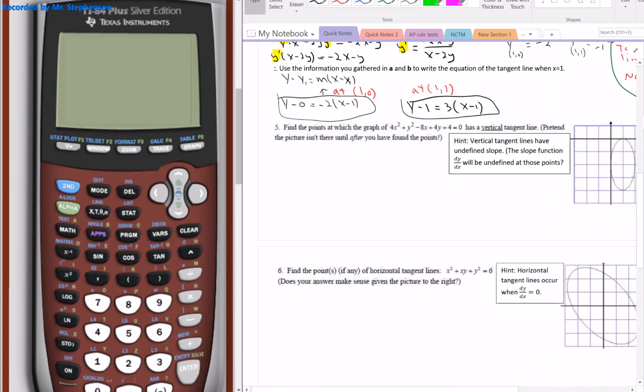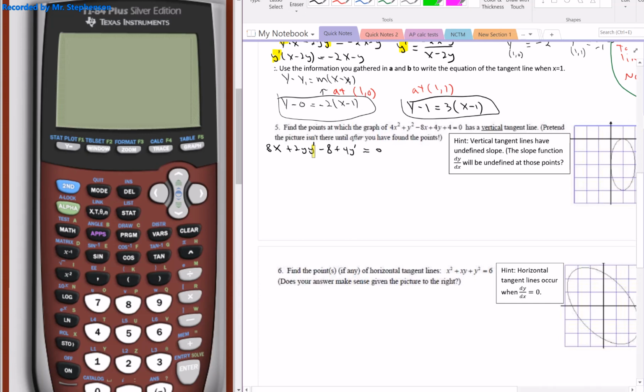Find the points at which the graph of that thing has a vertical tangent line. Pretend the picture isn't there until afterwards. So we need to find a vertical tangent line. So again, we need to find the slope, and then vertical tangent lines have undefined slope, right? So we need to take the derivative and find out where it is undefined. So we just start with the derivative: 8x plus 2y y prime minus 8 plus 4y prime plus 4y prime plus 0 equals 0.